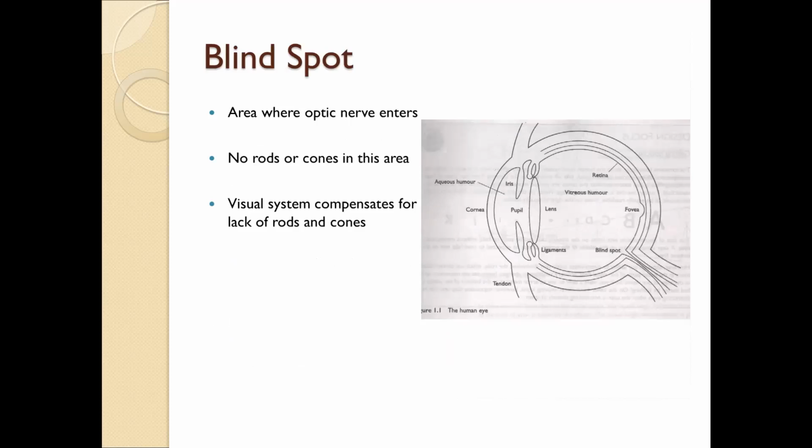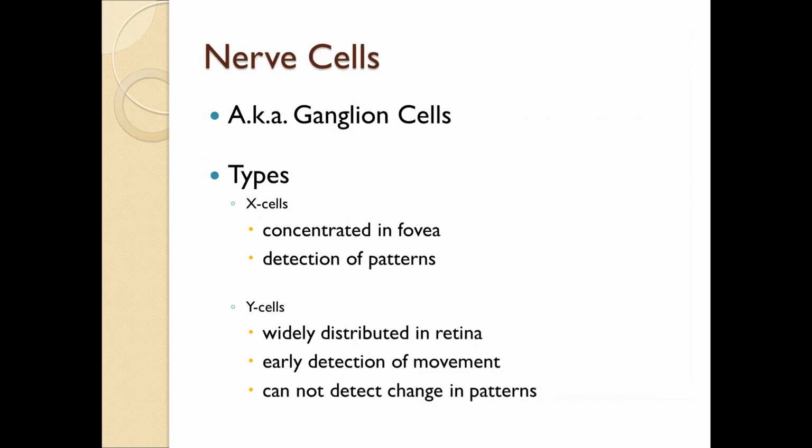The blind spot is the area where the optic nerve enters. There are no rods or cones in this area, only the optic nerve. The visual system compensates for the lack of rods and cones. Then the nerve cells, which are ganglion cells, are specialized nerve cells of the retina. There are X cells and Y cells.